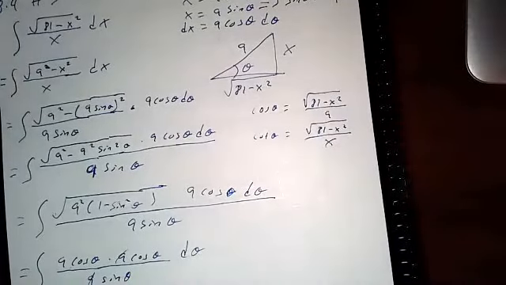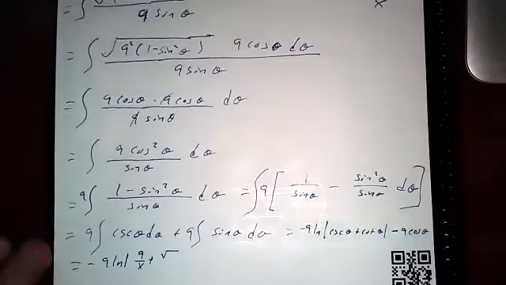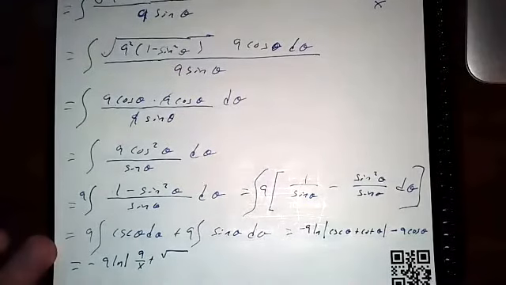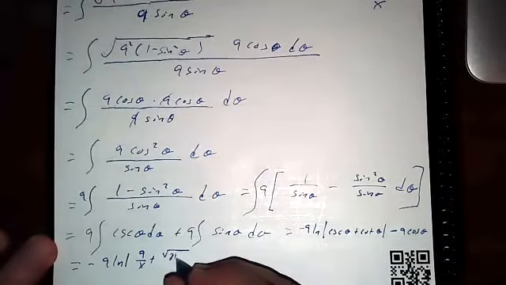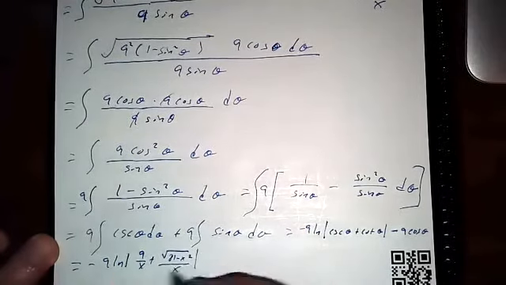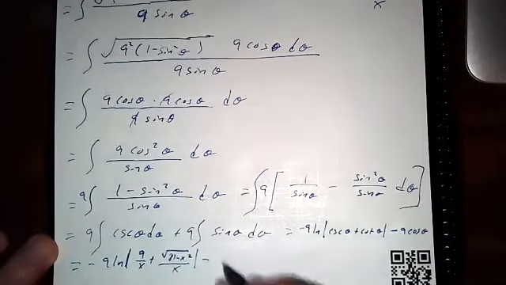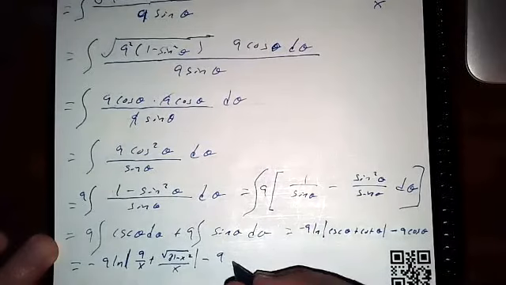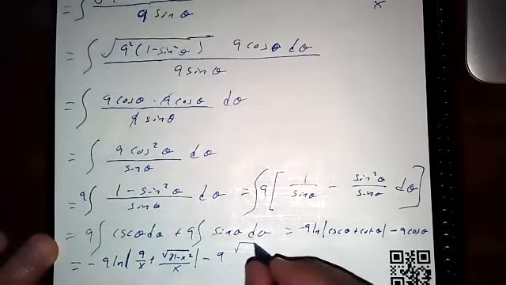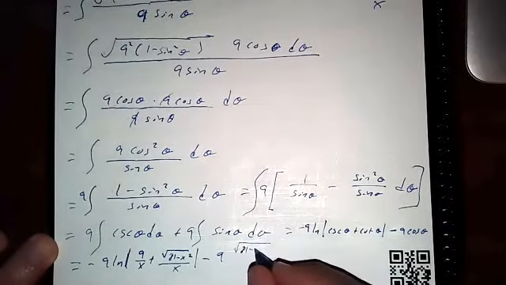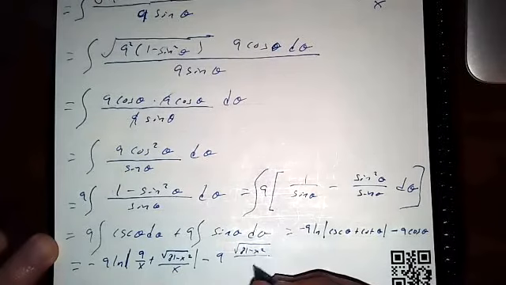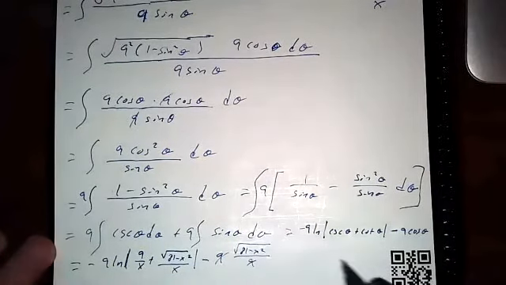So finally our answer will be -9 ln of 9 over x plus square root, sorry, not on the camera, plus 81 minus x squared over x, minus 9 cosine, which is the square root of 81 minus x squared over 9, which cancels this guy, plus c.